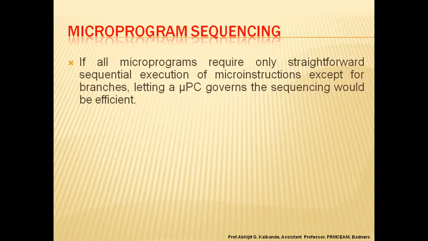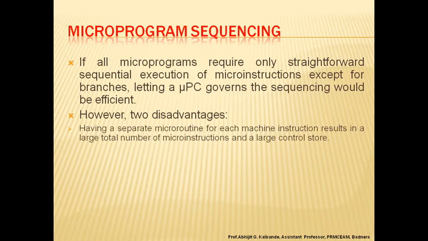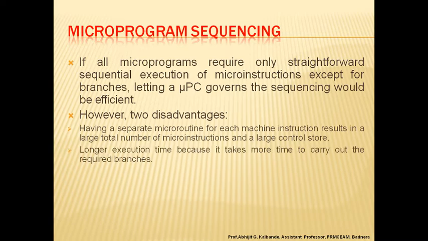If all the microprograms required only straightforward sequential execution of micro instructions, except for branches, then letting a microprogram counter govern the sequencing would be very efficient. However, it has two disadvantages. One is having separate micro routines for each machine instruction, which results in a large total number of micro instructions and a large control store.